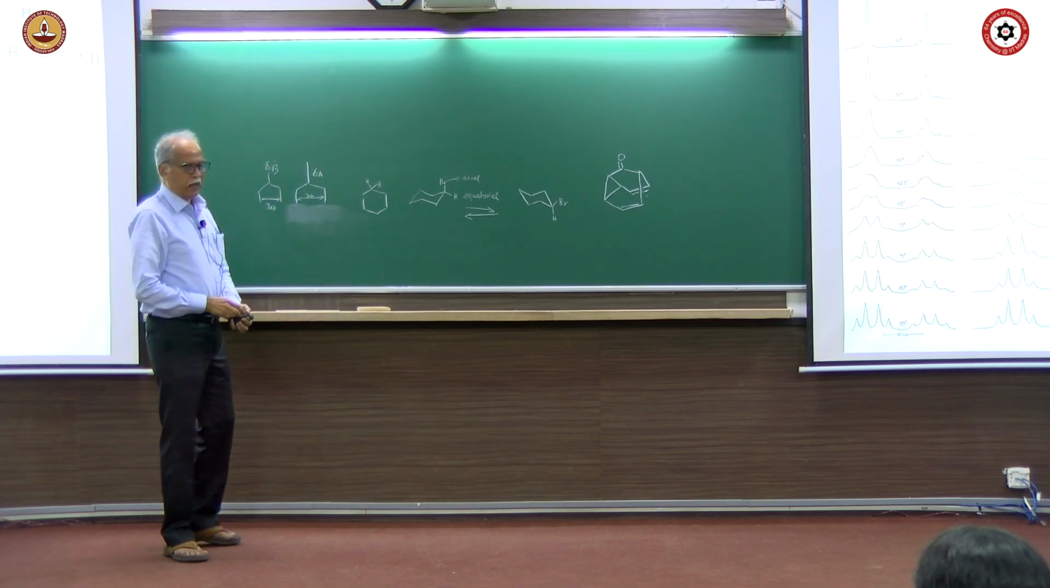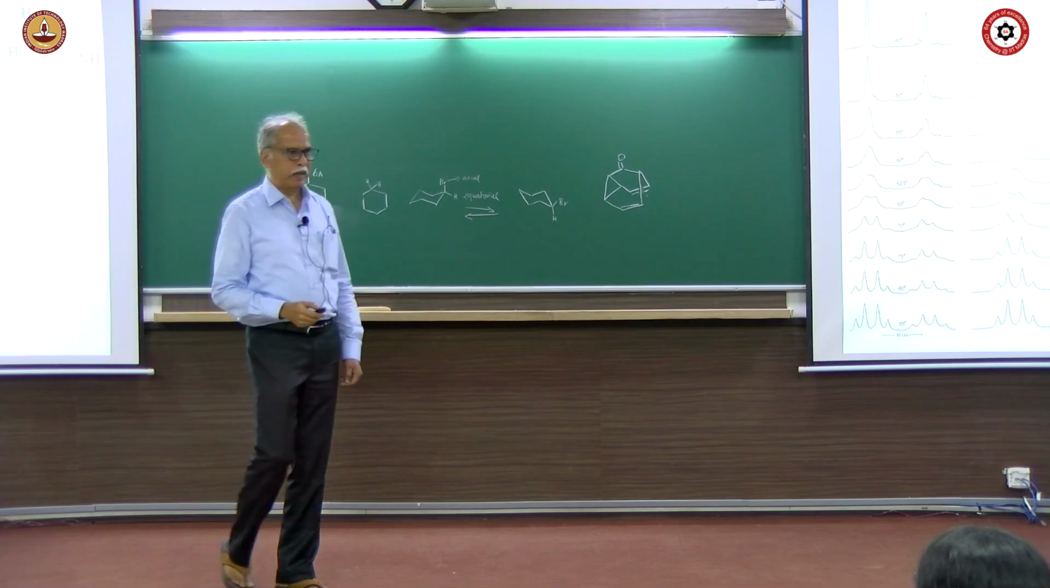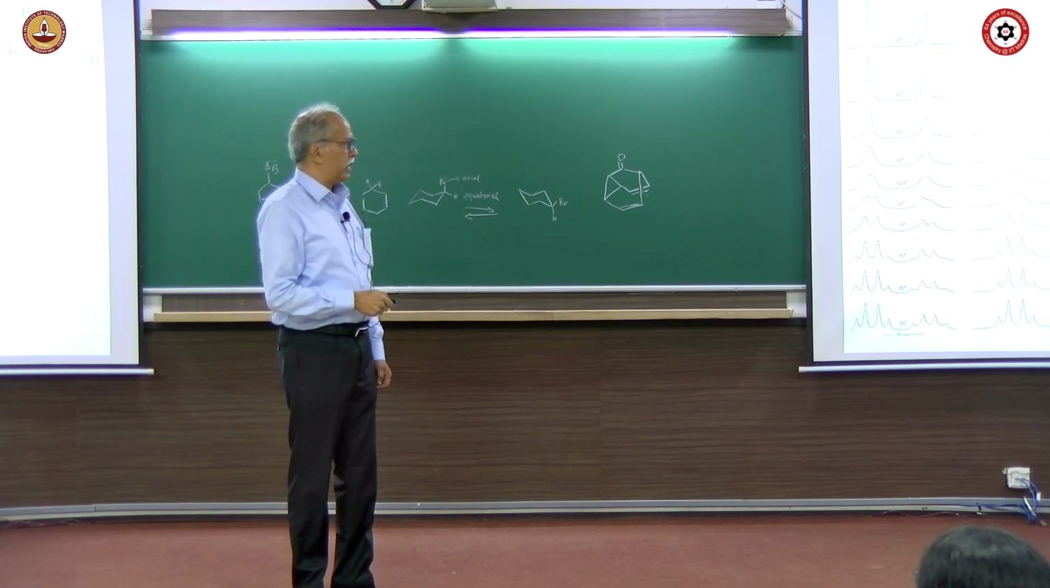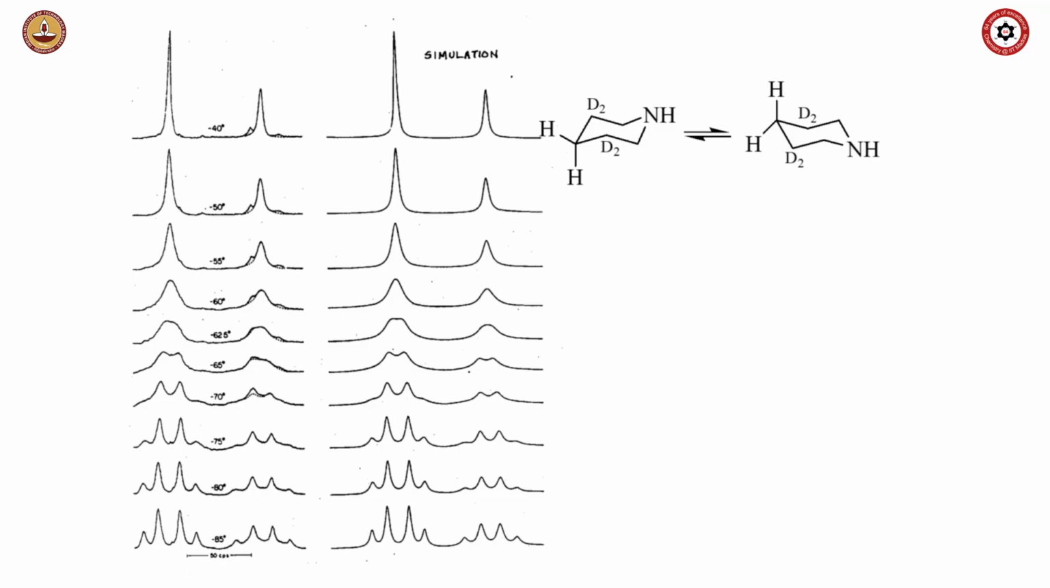A is split into a doublet and B is also split into a doublet mutually. That gives an AB quartet, which is a 4-line pattern. And the 4-line pattern is what you see here, 1, 2, 3, 4. This is for the 2 and 6 positions of the piperidine, and this is for the 4th position of the piperidine. This is the 4th position, this position here. So these two hydrogens come in this chemical shift region, and these 4 hydrogens in this position come at a chemical shift value which is higher than the other.